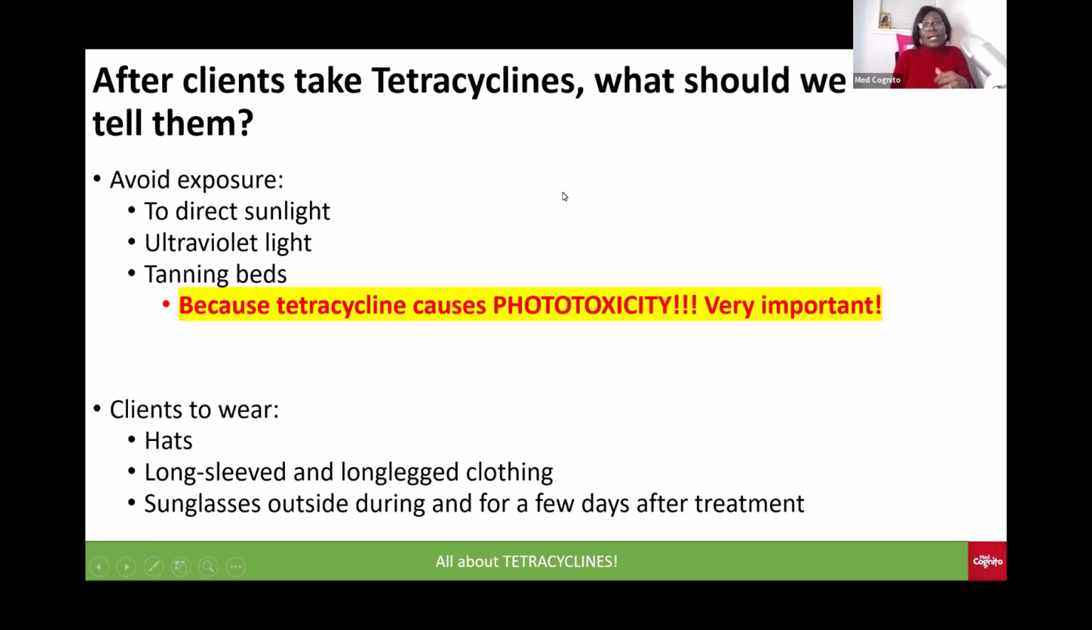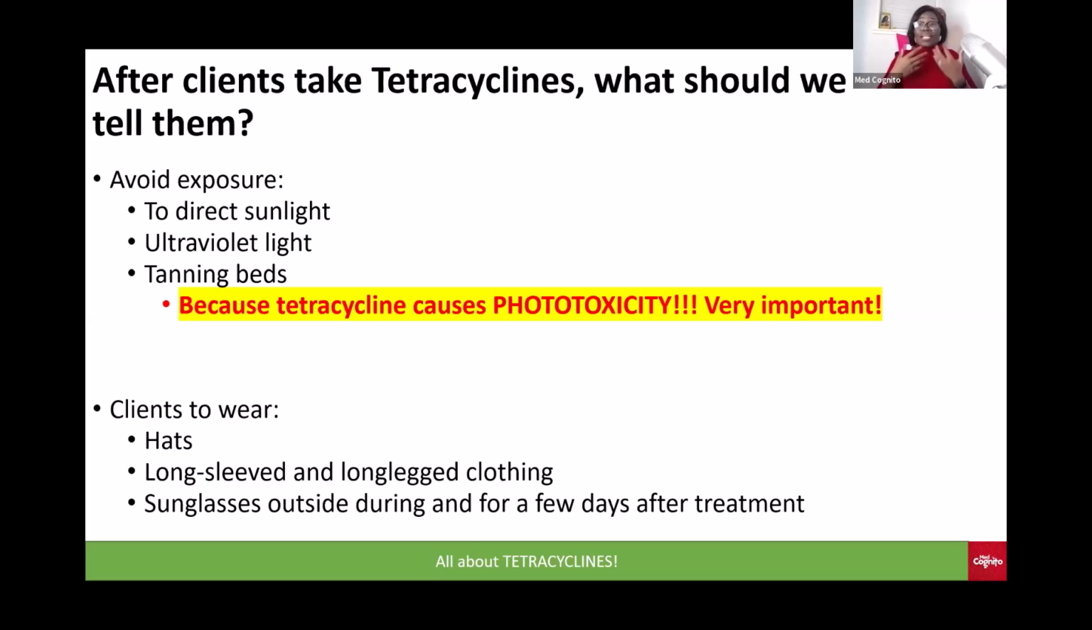So after your client has been given tetracycline, what are you going to tell them? So we've given this client tetracycline for some days. Your client is being discharged. What education are you going to give to this patient? Number one, clients should avoid exposure to direct sunlight. Tetracycline is going to cause photosensitivity.